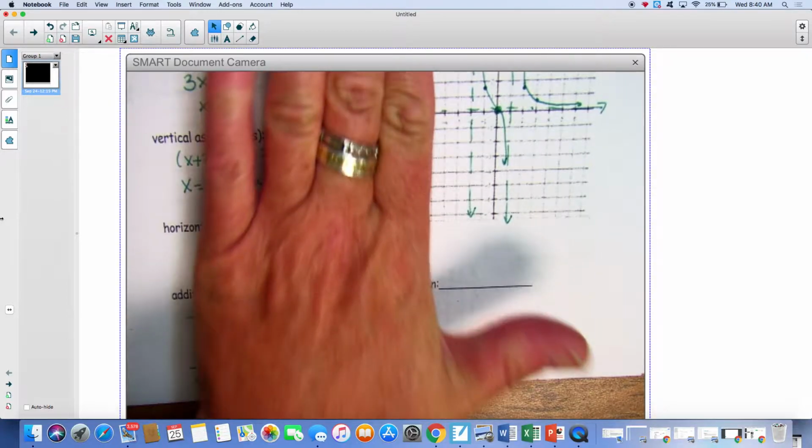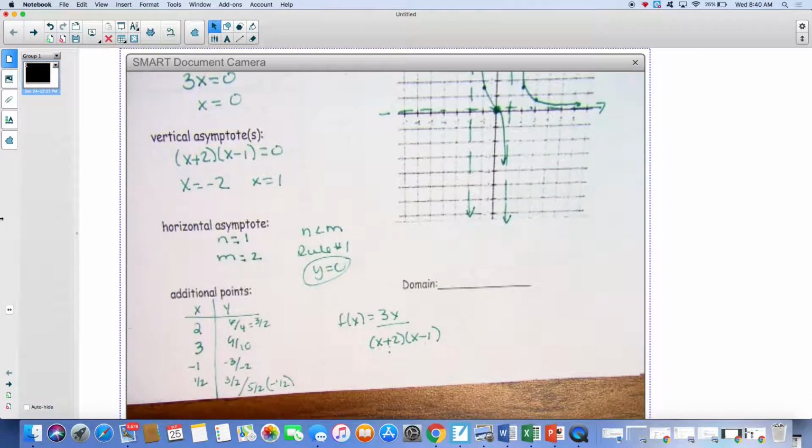And then over on this side of the question, this says 3 halves on top, and I'm dividing it by 5 halves times negative 1/2. So I have a positive divided by negative, which means I'm negative, which means I'm below that. That's all I care about. We're sketching. We're not making exact.